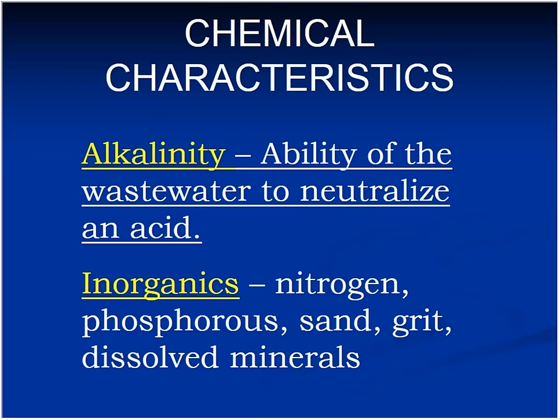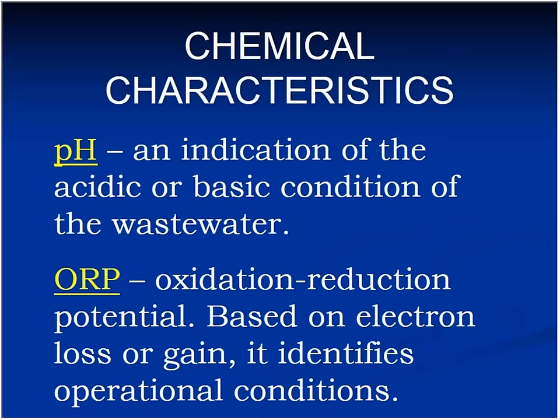We have a lot of things to worry about, a certain amount of alkalinity coming in. We may need to adjust that from time to time. We'll talk about when that's required. Our inorganics, we have nitrogen and phosphorus. Those are the nutrients we're going to be dealing with, sand and grit. This time of year, particularly in a combined system, we've got salt and sand thrown all over the streets. Then it rains. It all comes into the plant. We've got that extra loading of that stuff coming in.